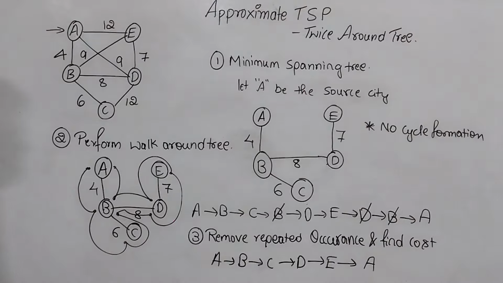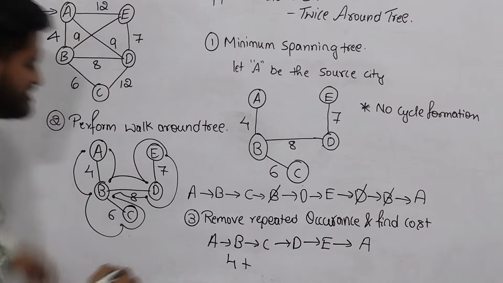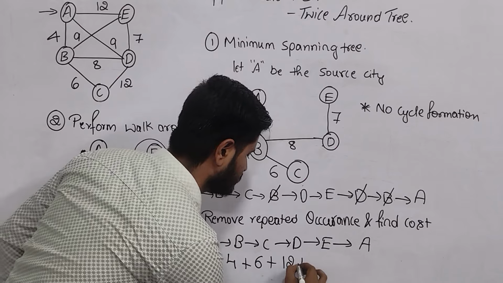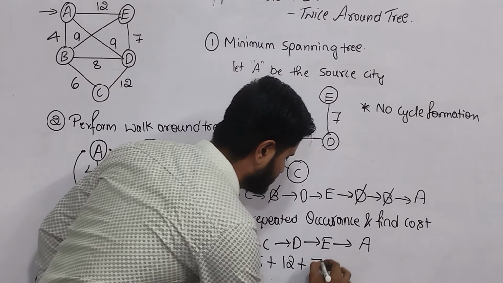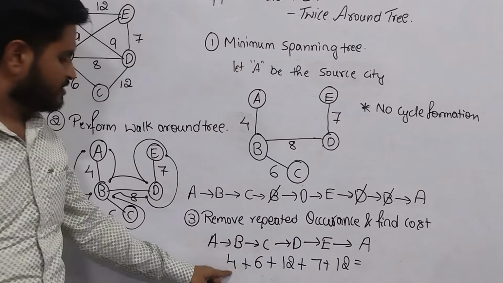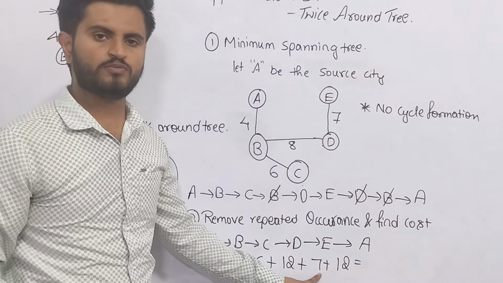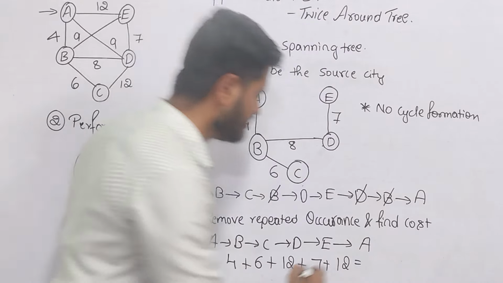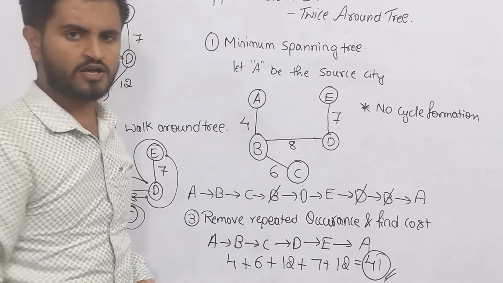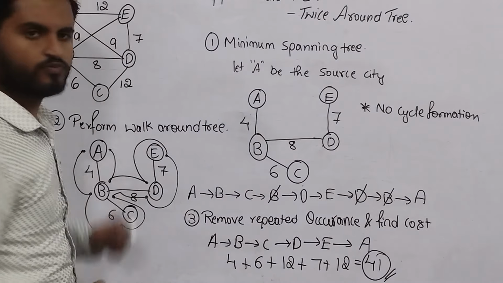Now find the cost. From A to B, the cost is 4, plus B to C, the cost is 6, plus from C to D, cost is 12, plus from D to E, cost is 7, plus from E to A, cost is 12. So just add all of them. 4 plus 6 will be 10, 10 plus 12 will be 22, 22 plus 7 will be 29, 29 plus 12 will be 41. So we got the least cost, that is 41, which will be the least cost to traverse all the cities and move back to the home city again.